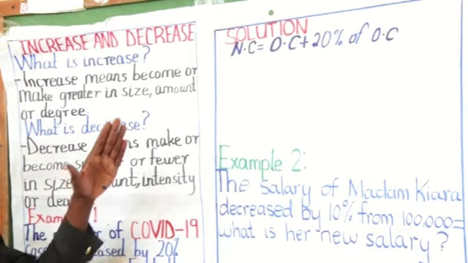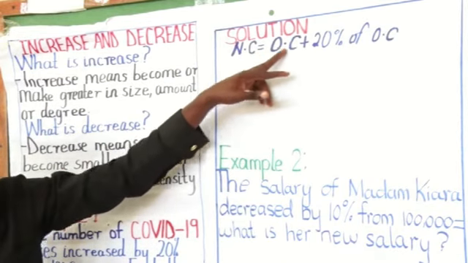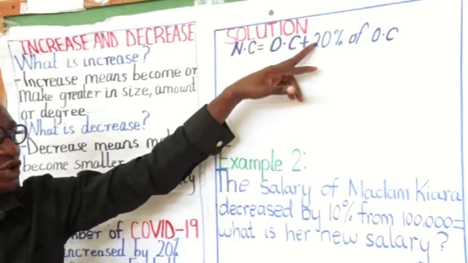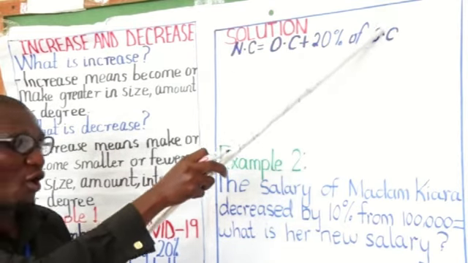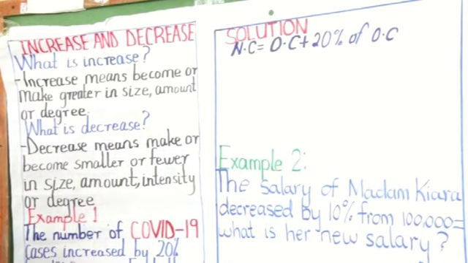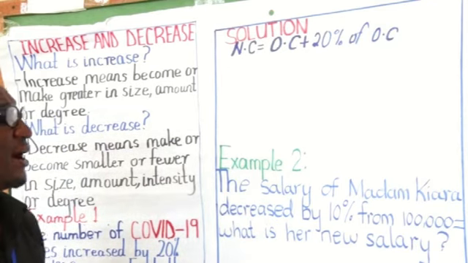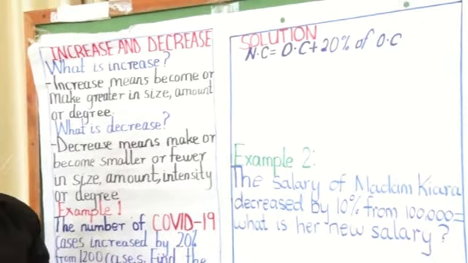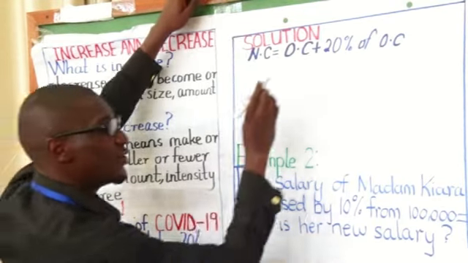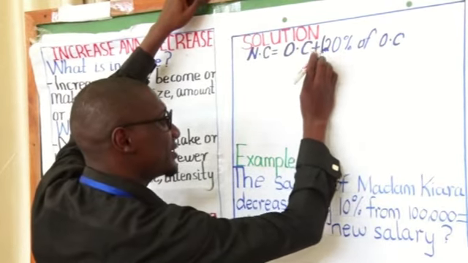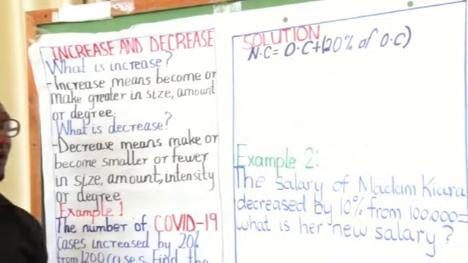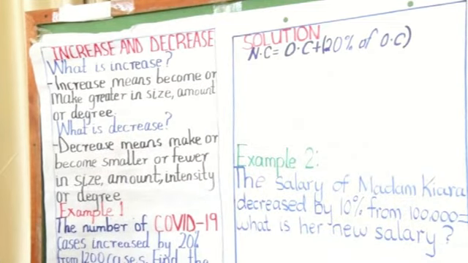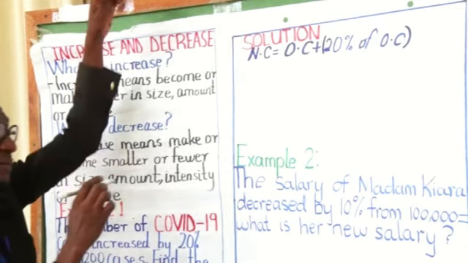Now, consider new cases is equal to all the cases plus 20% of all cases. In order not to be confused, better you close them in brackets, because we have the BODMAS rule. Be very careful. Now, let us calculate.